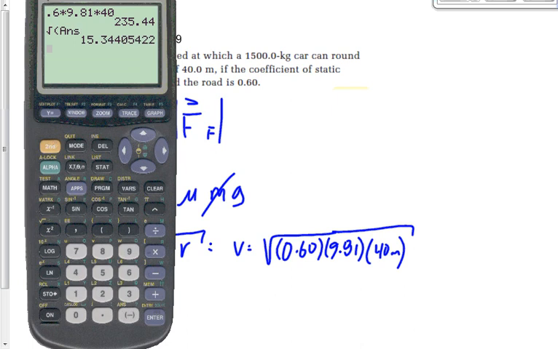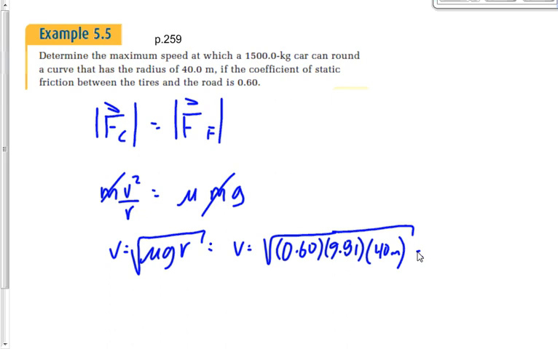And we got 15.3 meters per second. We're going to round that to 15 meters per second. So you go 14 meters per second, what's going to happen? Well, the centripetal force provided by friction is strong enough to hold you in the circle. If you go 16 meters per second, well, the centripetal force that can be provided by friction isn't big enough.